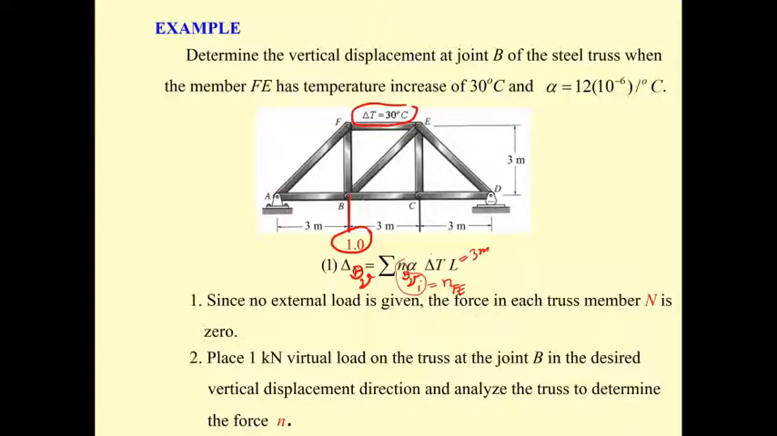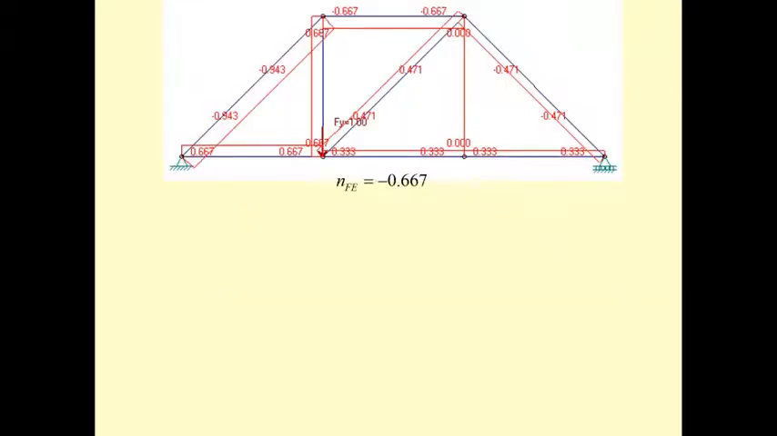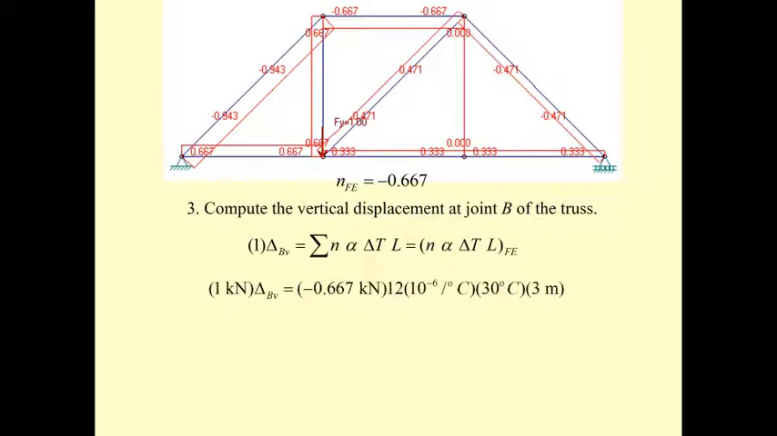Delta T is going to be 30 degrees Celsius. It's just only one member, right? And alpha is 12 times 10 to the minus 6 per degree Celsius. You put them together, you get this as the vertical displacement at B due to the temperature change for the member DE. And it has a negative sign, okay? That means it's going to be in the opposite direction of the unit load.